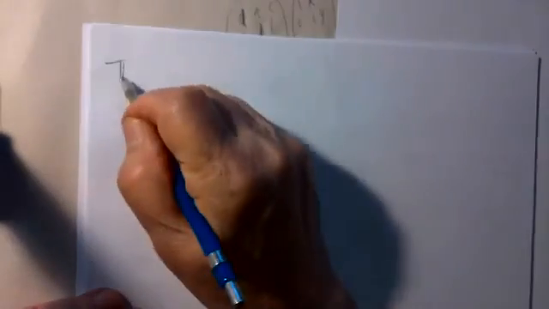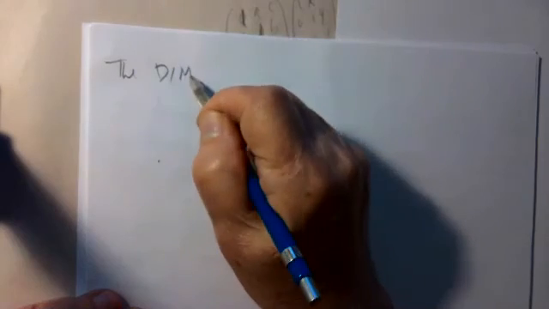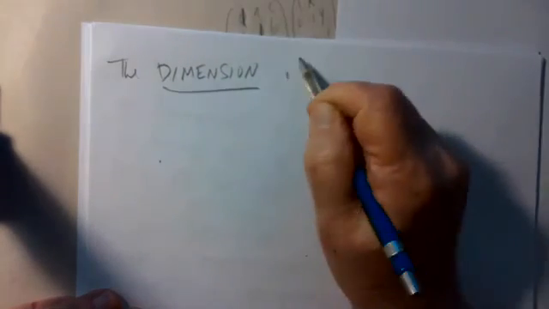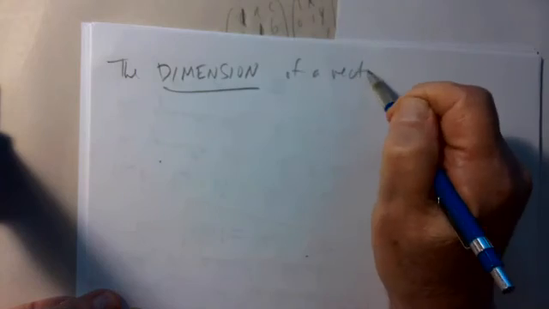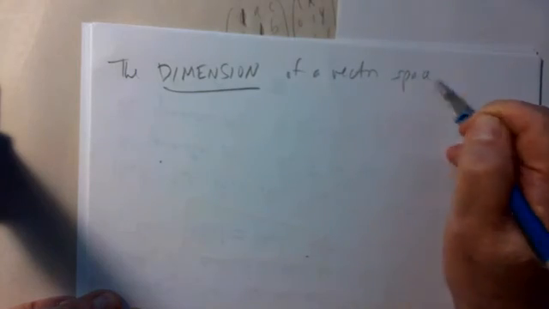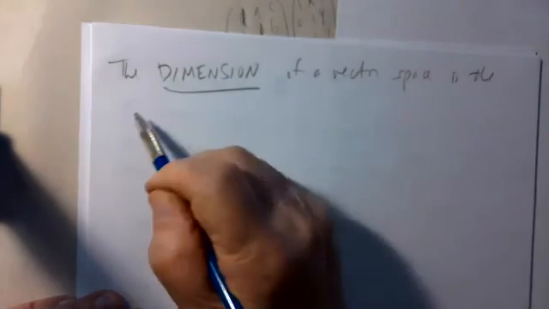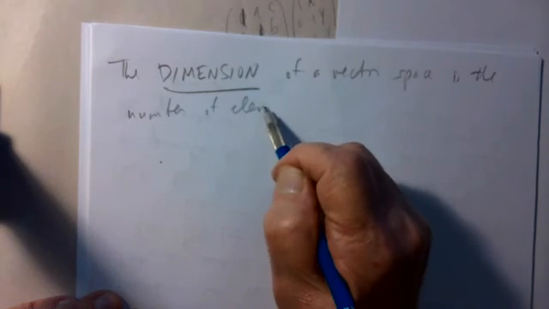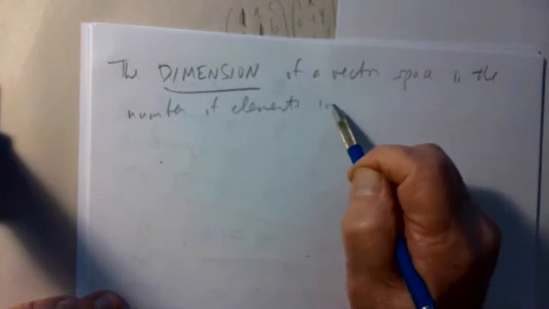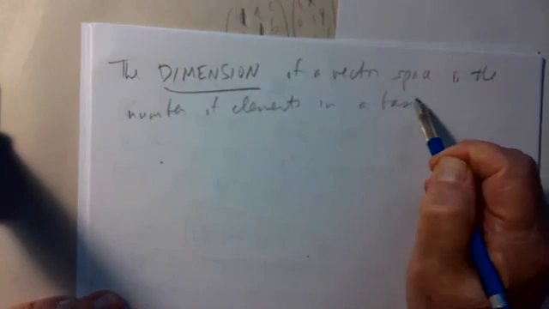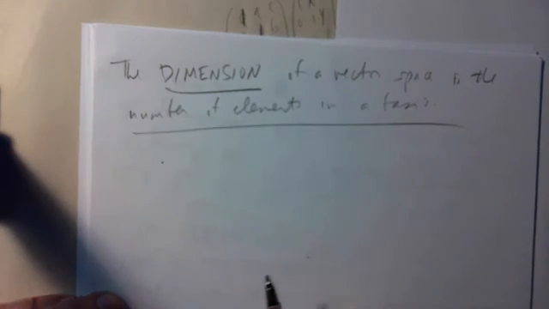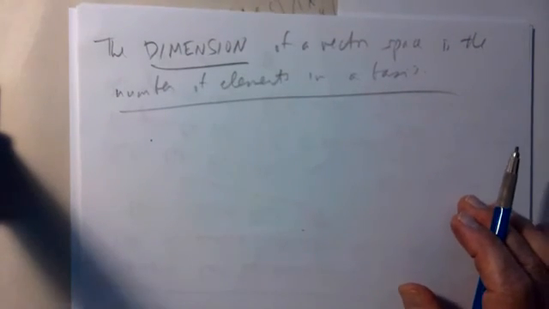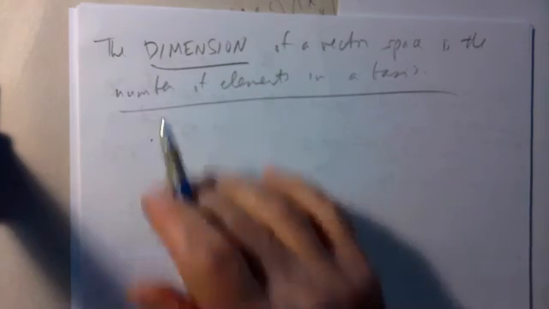And so now we can define the dimension of a vector space is the number of elements in a basis. And we just proved that's well defined. Now, let's look at a simple example.